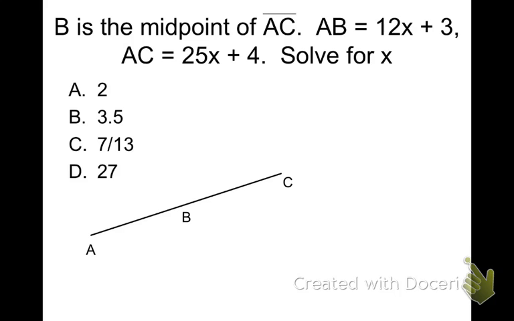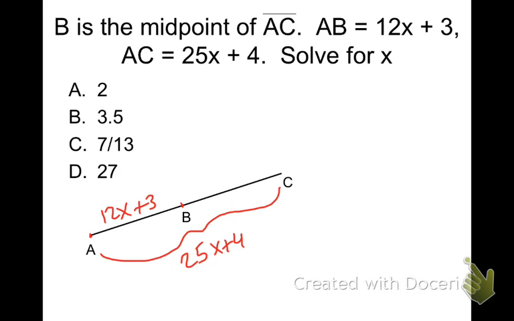B is the midpoint of segment AC. If we know an expression for AB and we know an expression for AC, we want to solve for x. So AB is 12x plus 3. That's the distance A to B. And then the distance A to C can be represented by 25x plus 4.